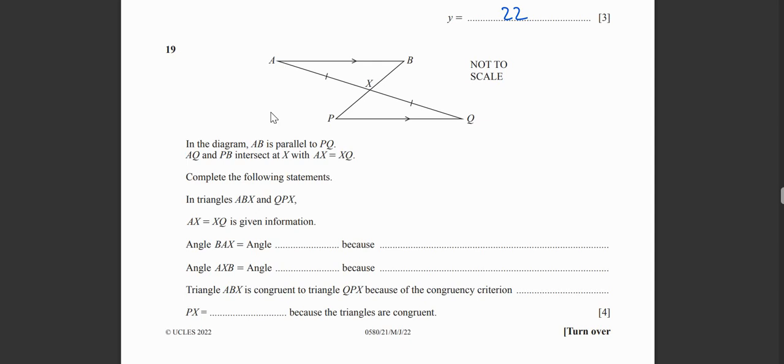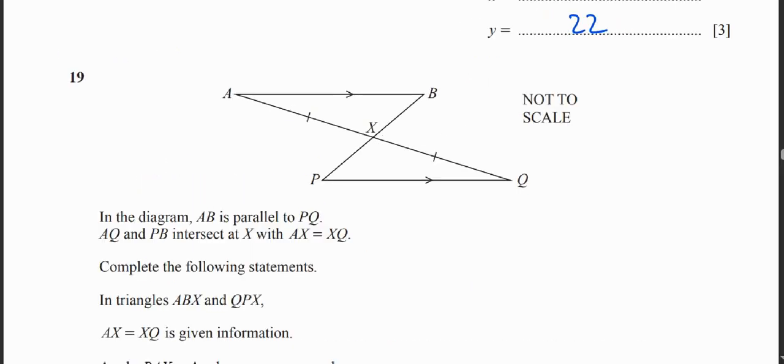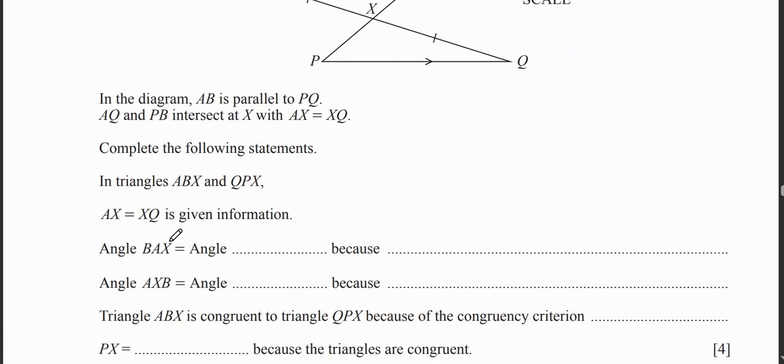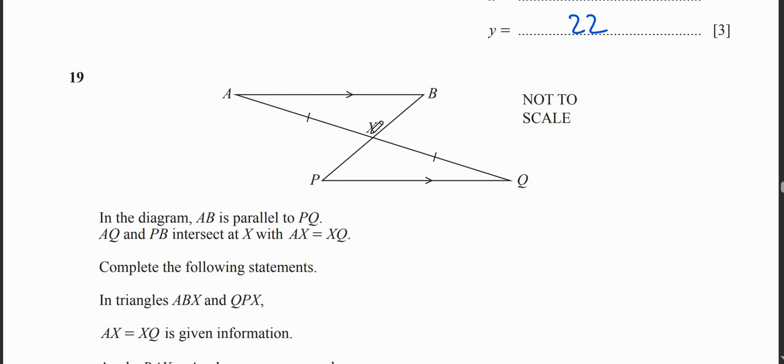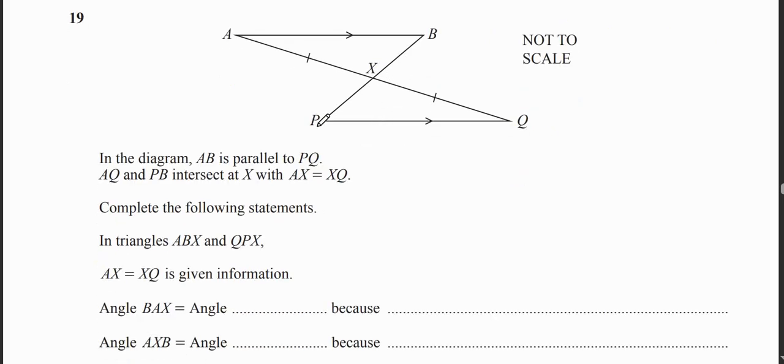So first of all, in the diagram, AB is parallel to PQ. AQ and PB intersect at X, this point. Complete the following statements. In triangles, let me zoom it in now. In triangle ABX and QPX, AX is equal to XQ, which is given information. Angle BAX is equal to which angle? Angle BAX is equal to angle PQX. Alright. Why? Because they are alternate angles.